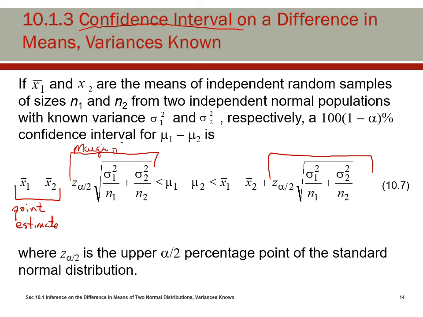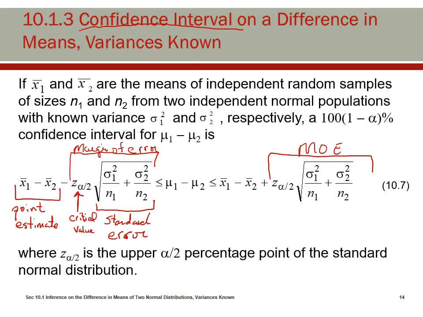Margin of error, which is what we also use in sample size. This is MOE, margin of error. Inside of that margin of error, this piece is our standard error, which is the square root of sigma 1 squared over n1 plus sigma 2 squared over n2. And this little piece right in here, the z value, is our critical value that we look up on the z table.